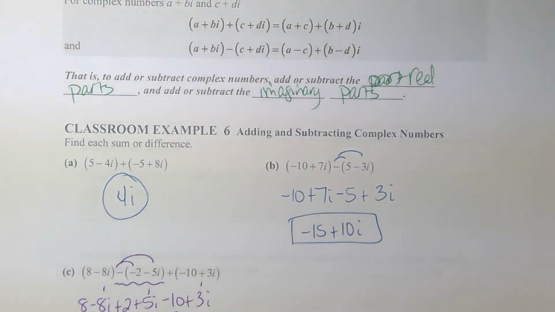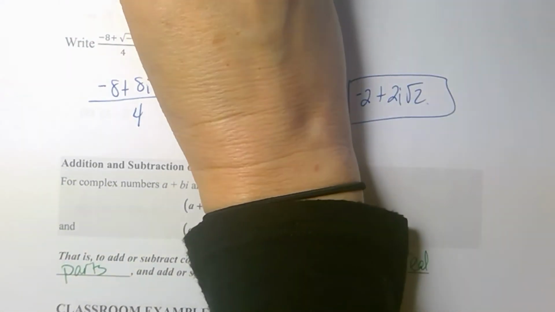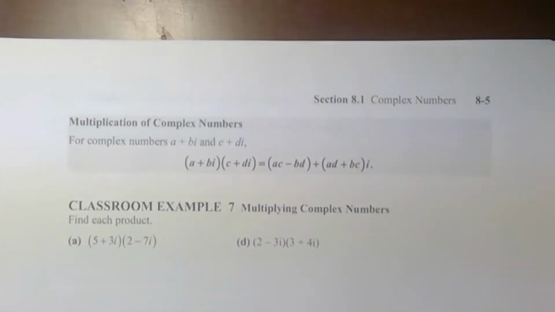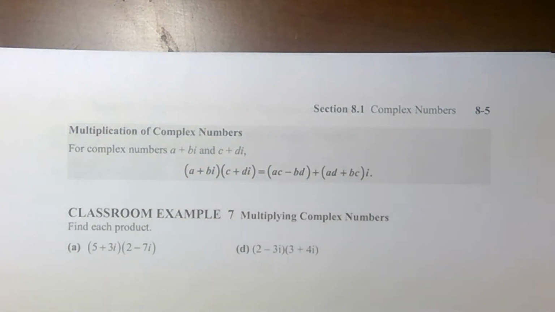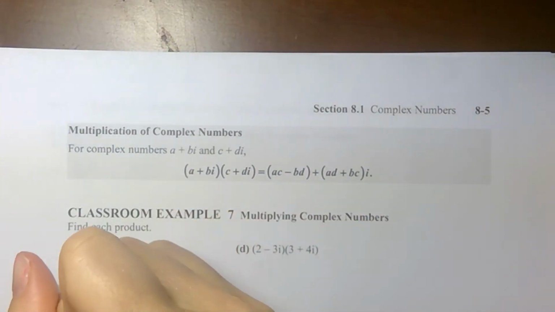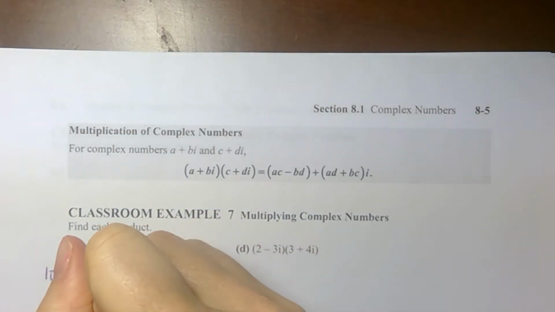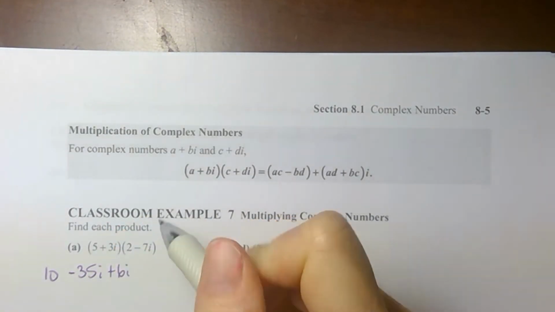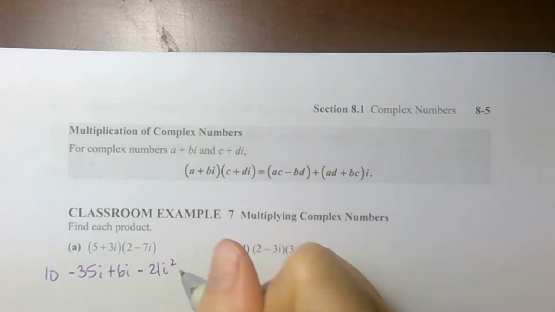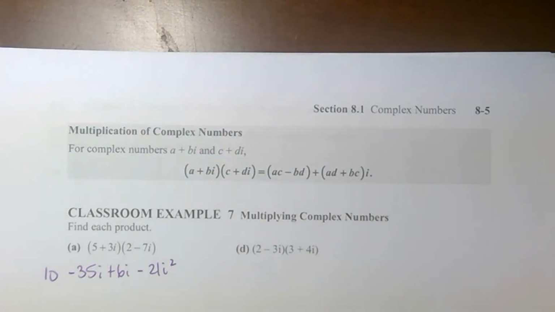And let's look at the next page at example 7. On example 7, we talk about multiplying complex numbers. When I multiply these complex numbers, I'm just foiling them together. So the first product would be 10. Outside would be a negative 35i. Inside would give me a positive 6i. My last product is a negative 21i squared. Now take note, anytime I have an i squared, that i squared is a negative 1. So this is actually a positive 21.